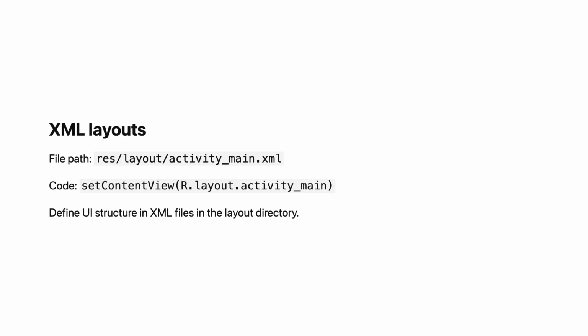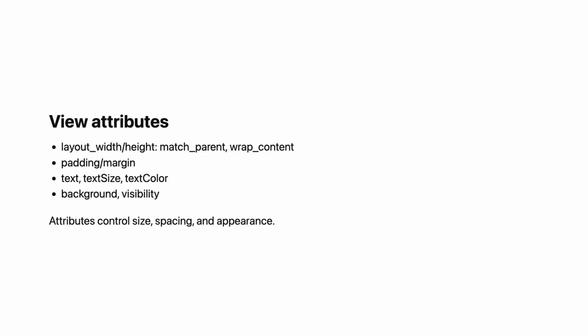Views have attributes that control appearance and behavior. Layout width and layout height control size. Match parent fills the parent. Wrap content fits the content. Padding is space inside the view. Margin is space outside the view. Text attributes: text size, text color, text content. Attributes are set in XML or code. XML for static values, code for dynamic changes.